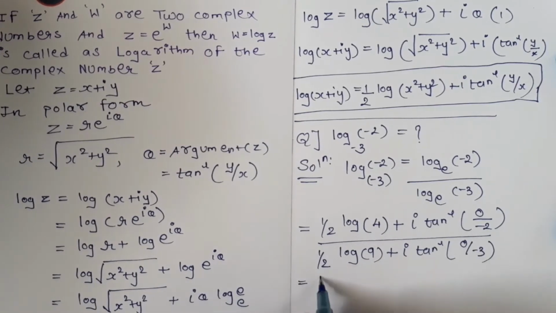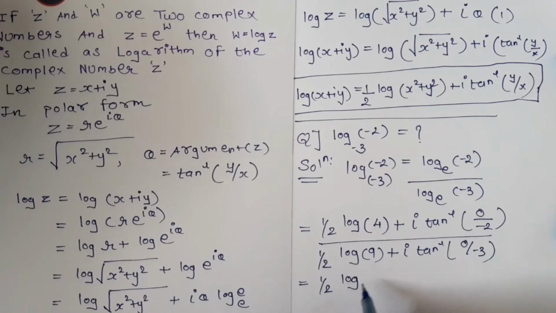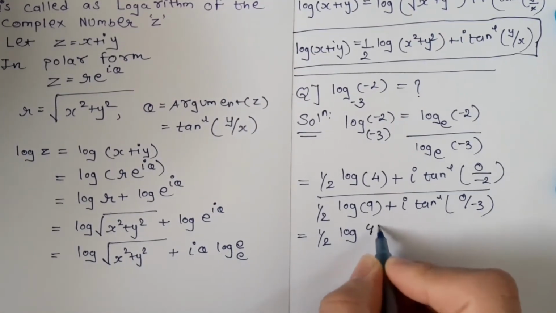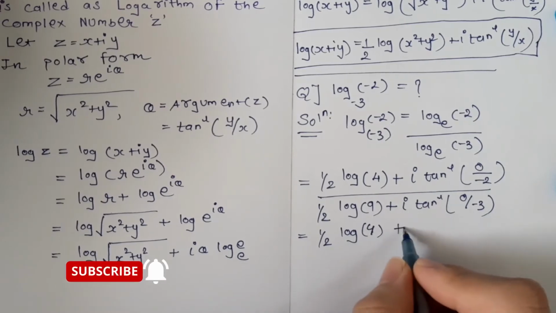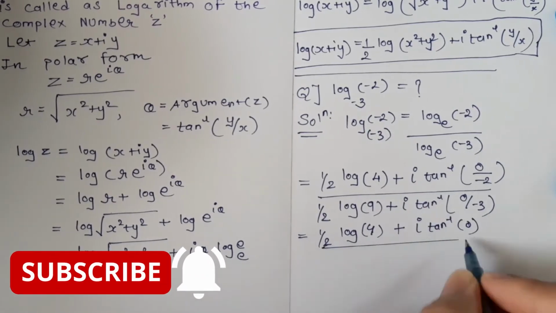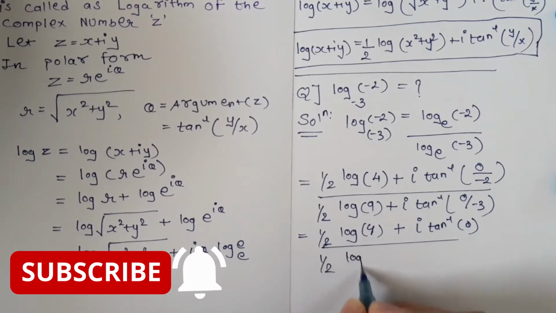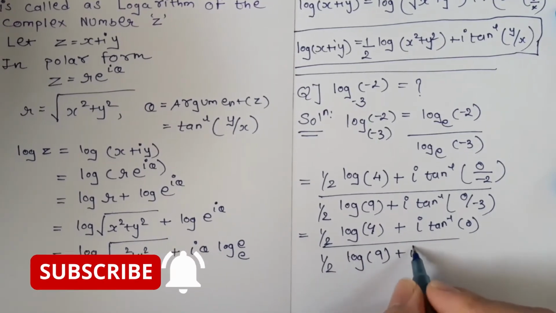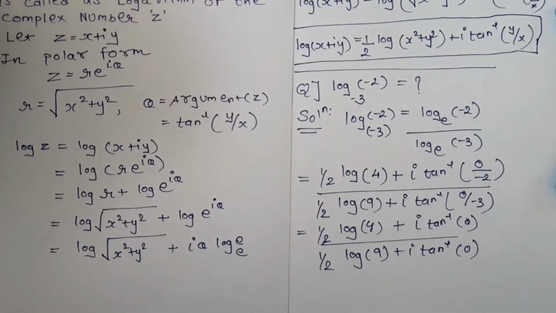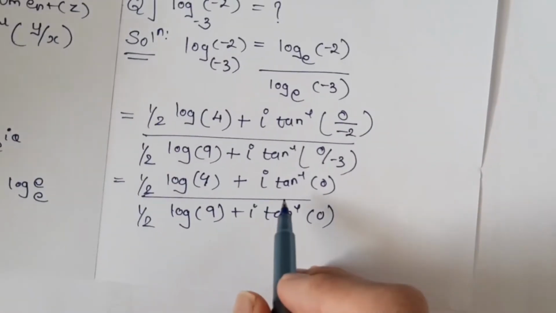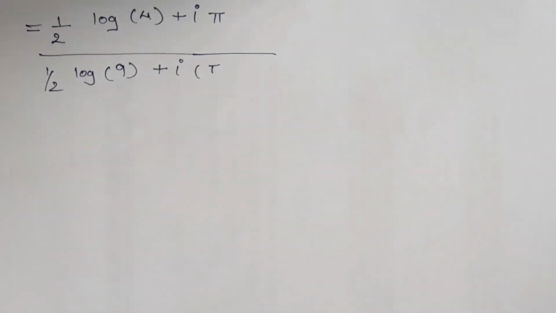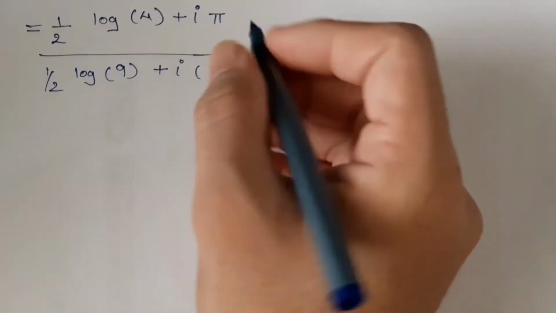So it is 1 by 2 into log of 4 plus i into tan inverse of 0, divided by 1 by 2 into log of 9 plus i into tan inverse of 0. Okay. Now, tan inverse of 0 can be written as pi here in numerator and denominator. So we will write pi. Okay.